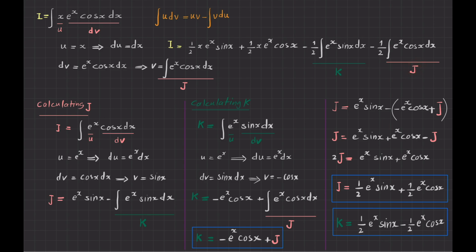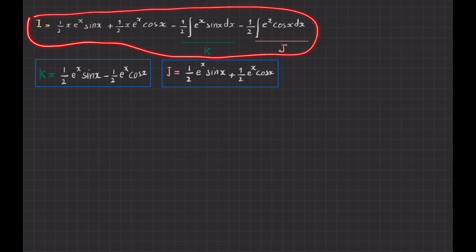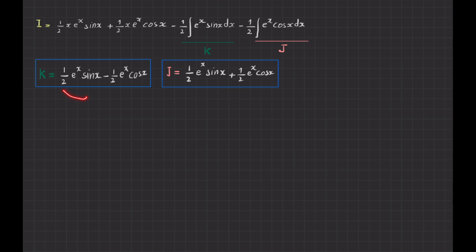I will move the information that I need to the next page, and then we continue. Now I moved the information we need from the previous page here. This is the result that we got at the very end, and we also calculated what k is and what j is. What I'm going to do now is replace k with this expression and replace j with this expression. So let us just do that.